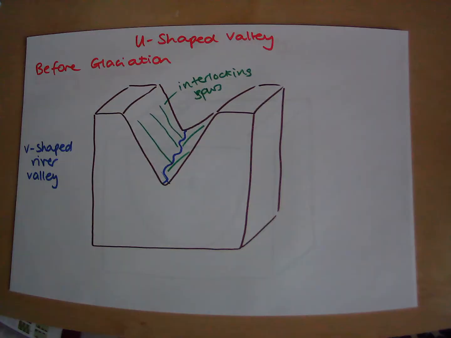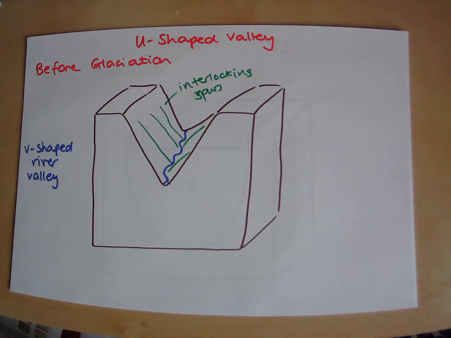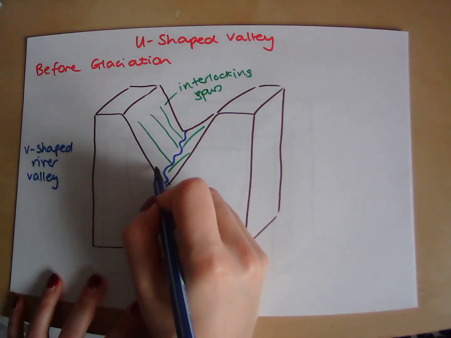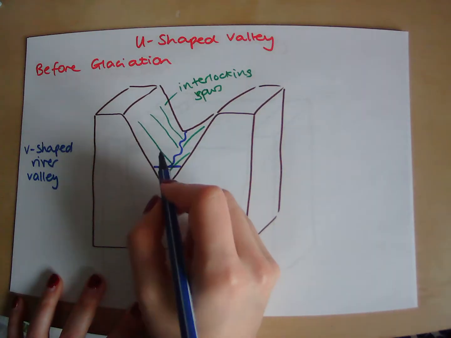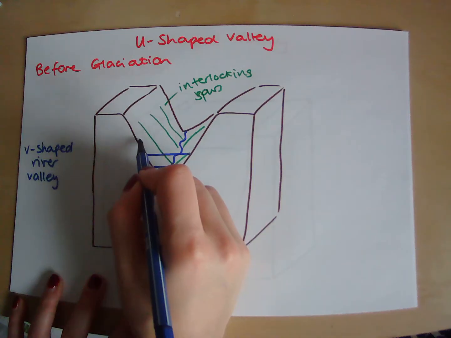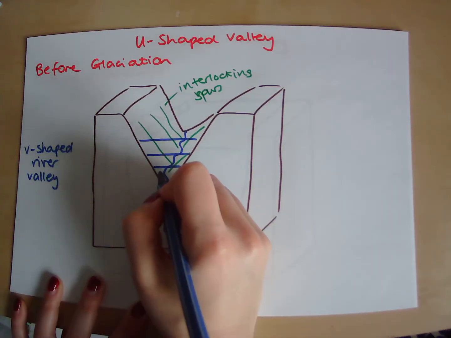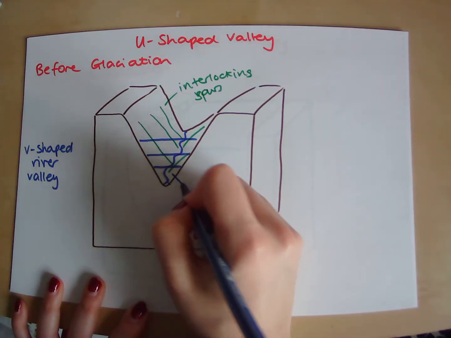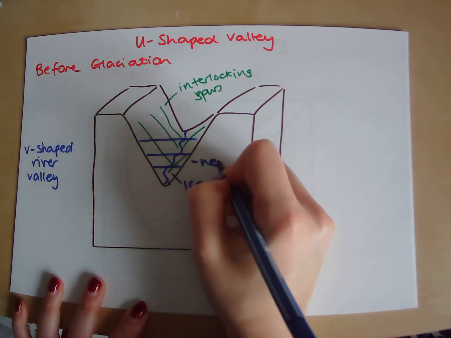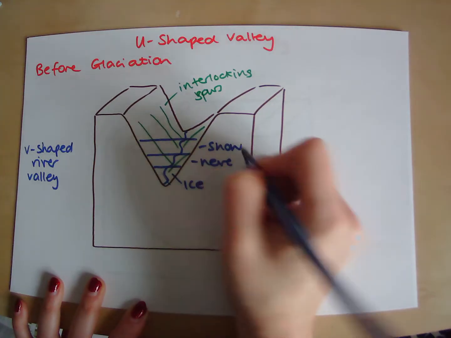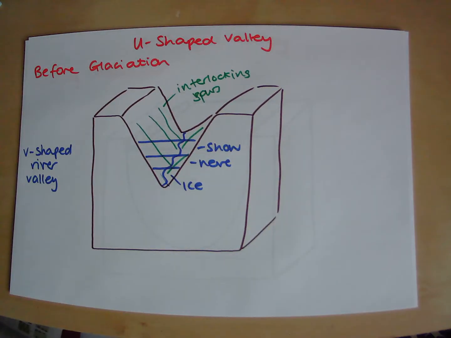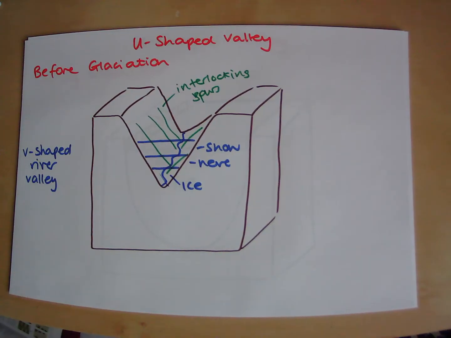During glaciation, snow is able to build up in these sheltered V-shaped valleys. Over time, just like with our corrie, snow builds up and builds up until eventually it compacts and turns to ice. So we end up with ice at the bottom, névé in the middle, and fresh snow on top. Once it becomes a glacier, it is able to move under its own weight and due to gravity, and can flow down through the valley.